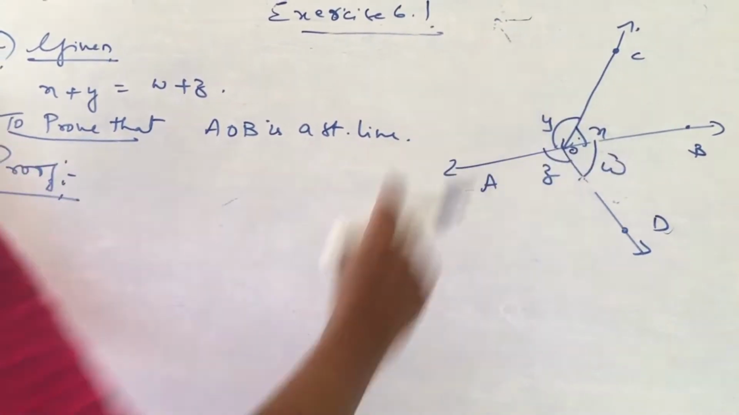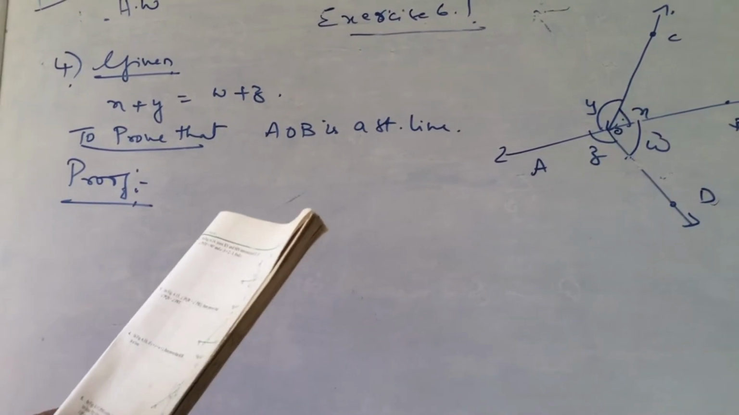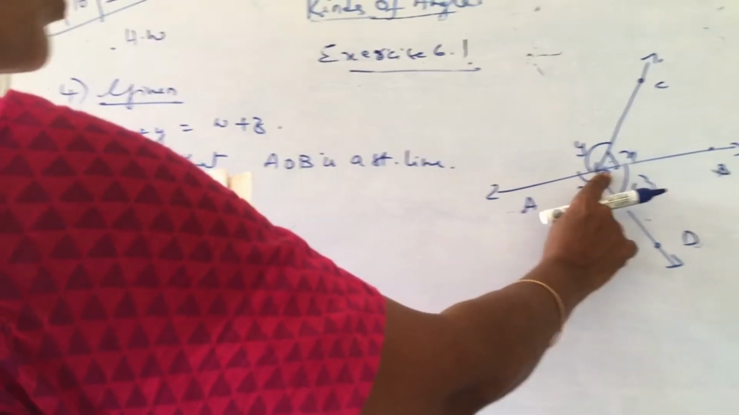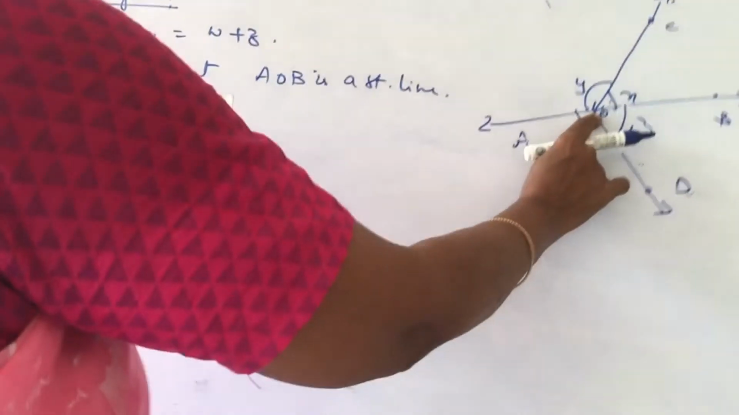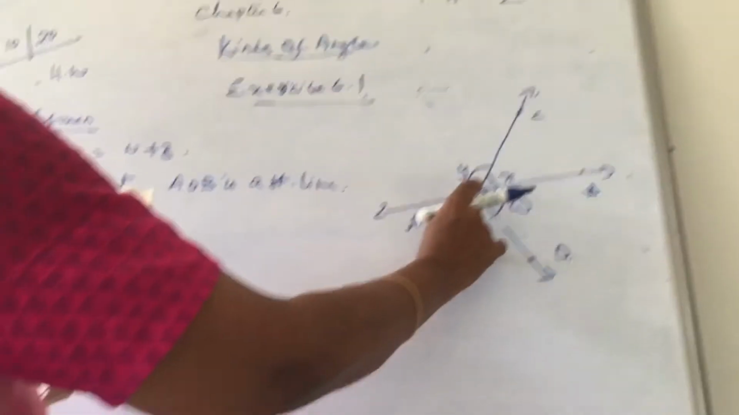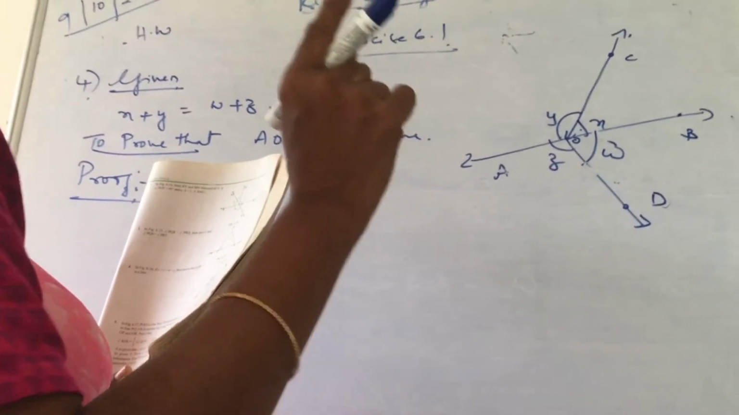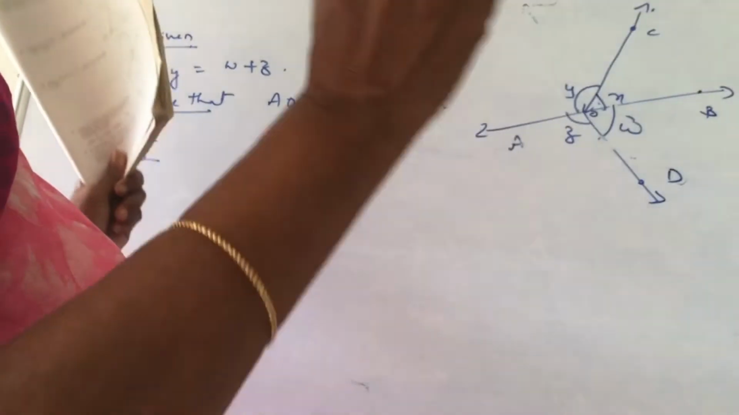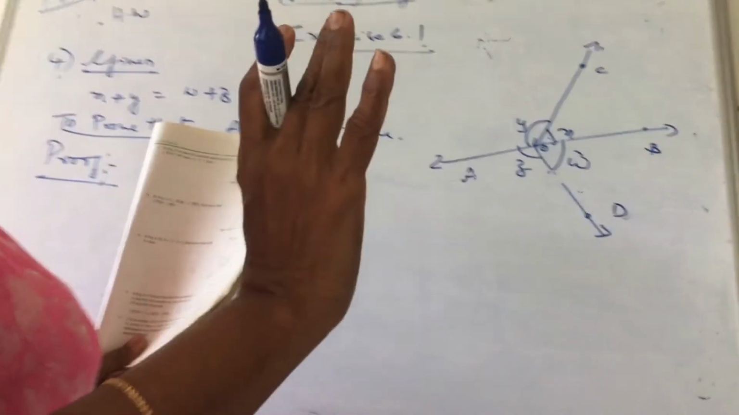x plus y is equal to 180 degrees. Yes, children. Or in an easy way you can take it, girls. O is what? AOB is a straight line. O is what? A point. Do you remember what will be the sum of the angles at a point? At a point you can have any number of angles. Their sum is equal to 360 degrees.